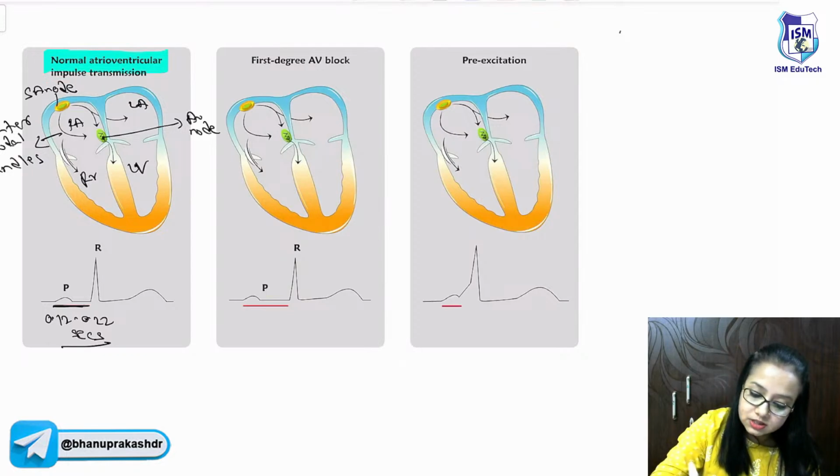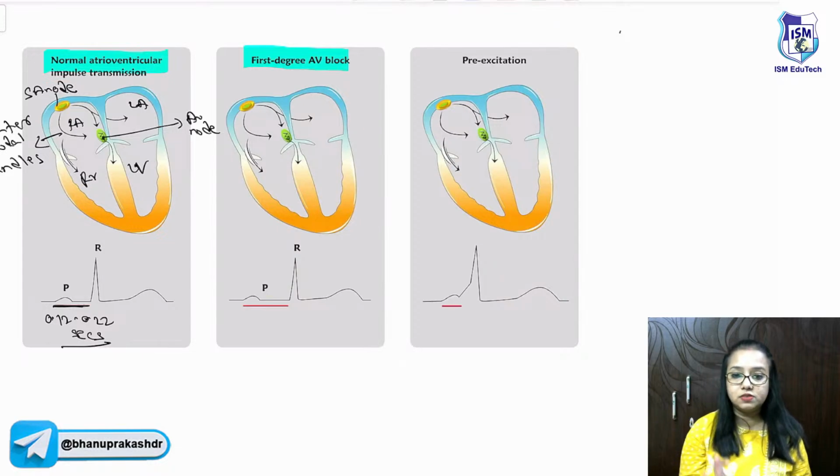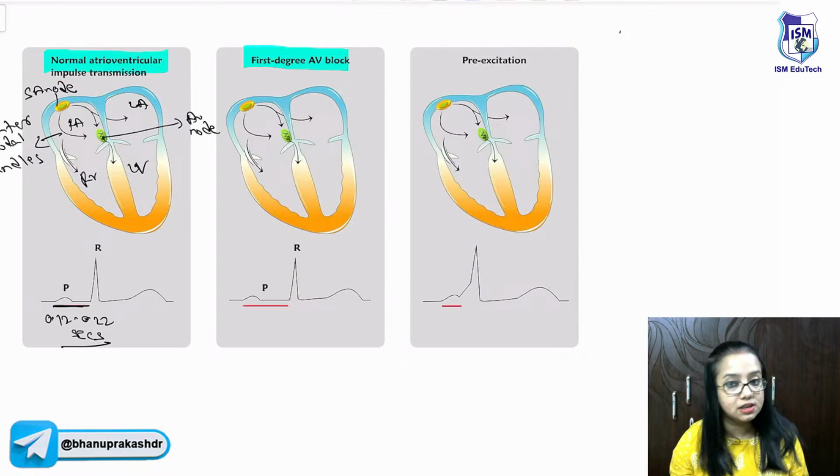Now, if a person is having first degree AV block, it usually happens if all of a sudden there is withdrawal of the sympathetic tone, or if the vagus nerve becomes more active, as seen in athletes. Athletes undergo physical exercise daily in a rigorous way, so the vagus nerve becomes very active, their vagal tone increases so that the heart rate is under control.